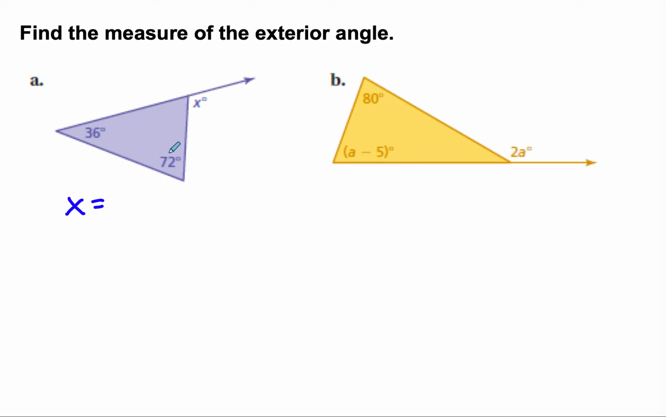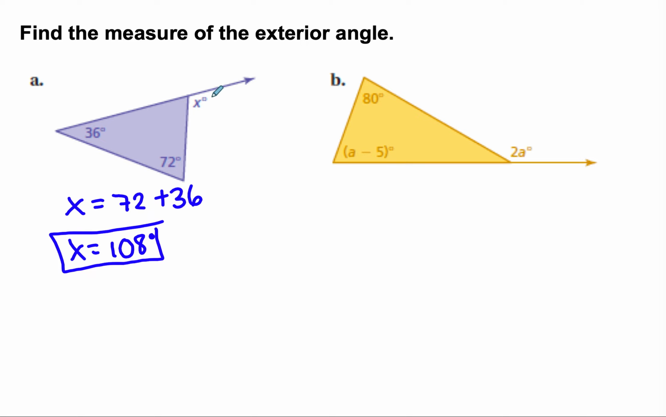x equals our other two non-adjacent angles, 72 and 36. All right, so when I add those together, 72 plus 36, I'm going to get x equals 108 degrees. Look at your picture, see if that seems reasonable. Yeah, that's an obtuse angle. Seems reasonable that that would be 108 degrees. If you just want to show the addition in the answer, that's fine. You don't have to have the x equals part.